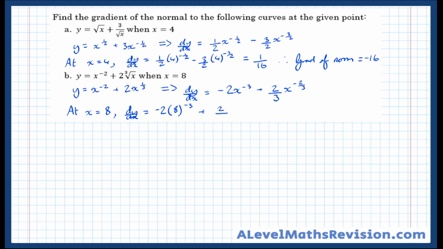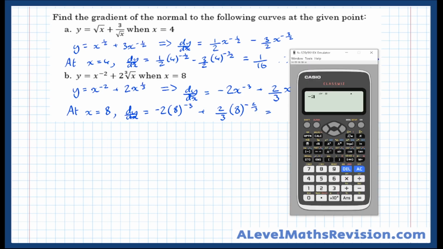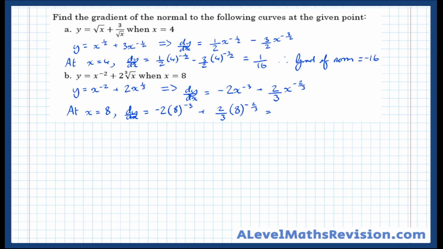plus 2/3 of 8 to the minus 2/3, which is equal to, let's put that in the calculator, minus 2, 8 to the power of minus 3, plus 2/3, 8 to the power of minus 2/3, equals 125 over 768.